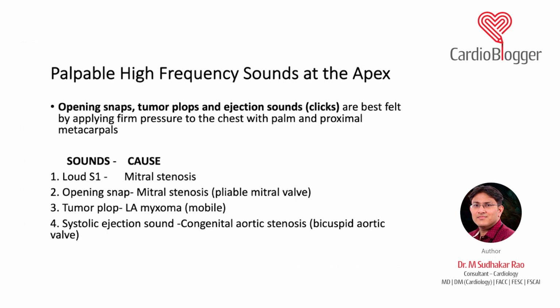palpated. S1 we usually cannot palpate. If it is a loud S1, we know it is a tapping apex. So it is a tapping apex which we are able to palpate, and not an S1. And the opening snap, though it is written, is very rare and difficult to palpate. A tumor plop, which we see in patients with LA myxoma, is difficult to palpate. And a systolic ejection sound, we know that ejection clicks are there, but ejection clicks are rarely palpable, when there is a congenital bicuspid aortic valve or aortic stenosis. So these are the other sounds which can be palpated.